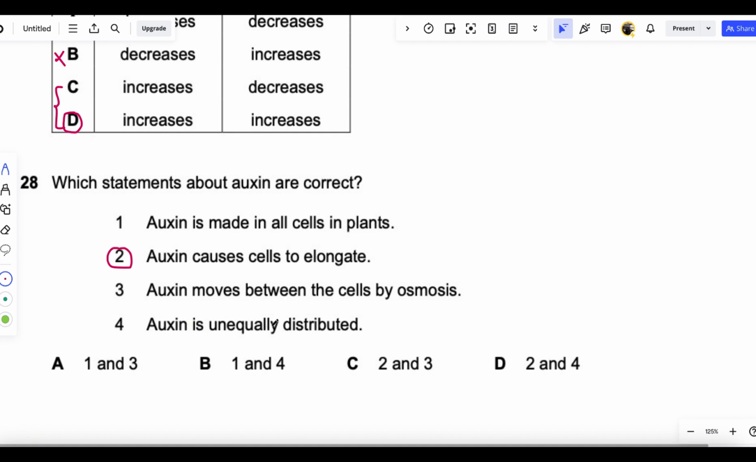Auxin is unequally distributed. Yes, it's not equally distributed. It's not an equal amount in every part of the plant. Okay, I think we go for 2 and 4 D. So we go for 2 and 4 D.